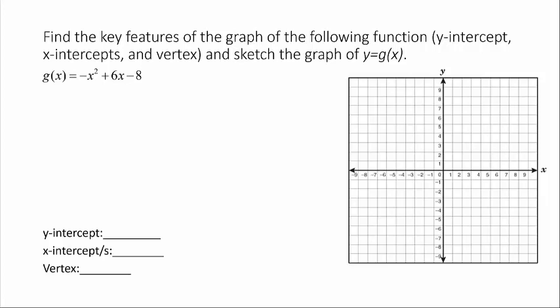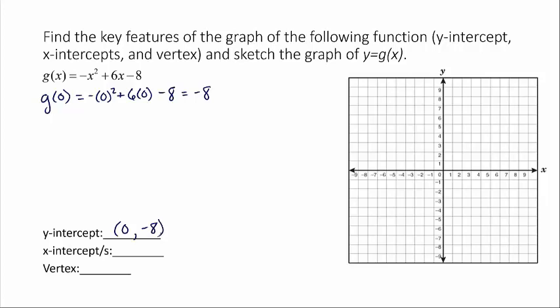Okay, so the first thing up, we want to find the y-intercept. That is the easiest thing to find, right? So any y-intercept is going to have an x value of 0, right? So we're going to find g of 0, which is negative 8. We can plug in 0, but we can see once we do that, of course, that we're going to end up with negative 8. Okay, so the y-intercept is (0, negative 8).